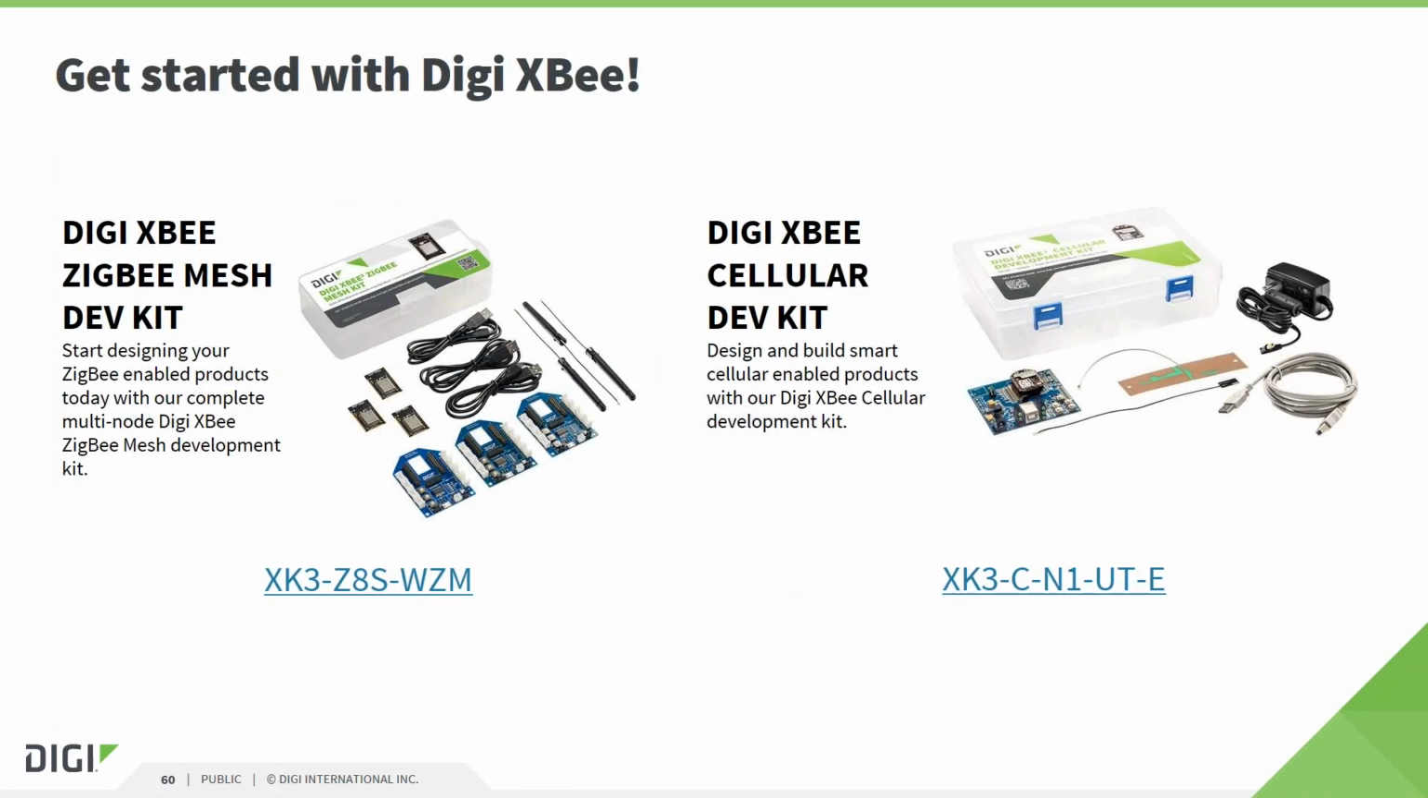To get started with an XBee product, we offer various development kits which are coming with modules, dev boards, antennas, and everything else required to get up and running in a few minutes. We listed the part numbers for the short-range XBee ZigBee Mesh Kit and the XBee Cellular Dev Kit as examples.